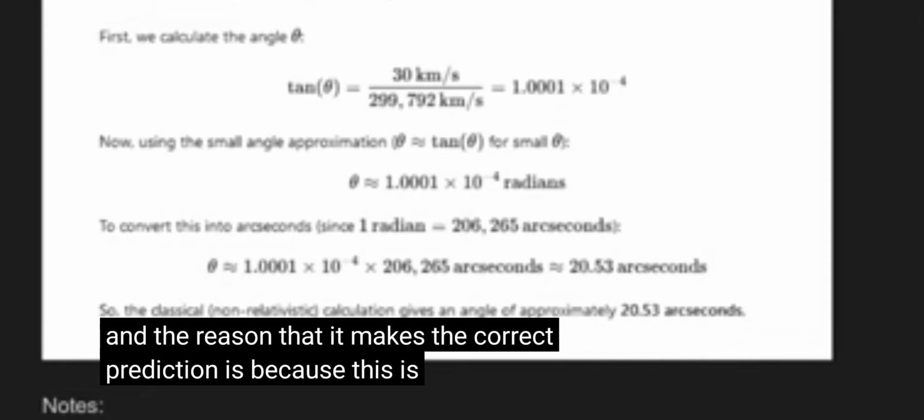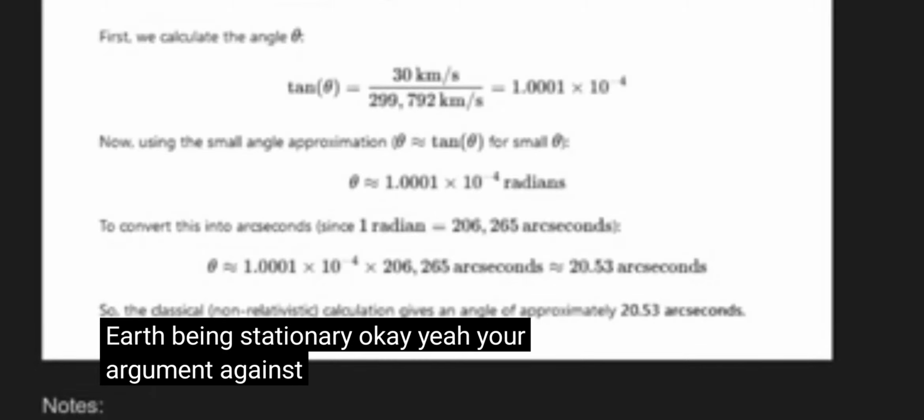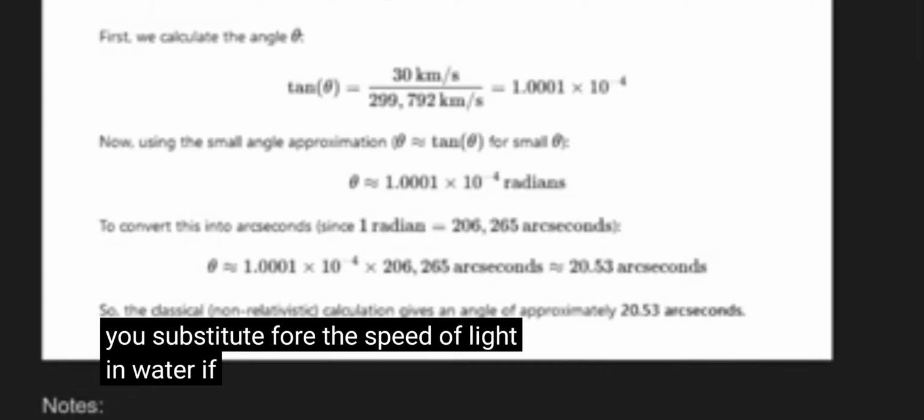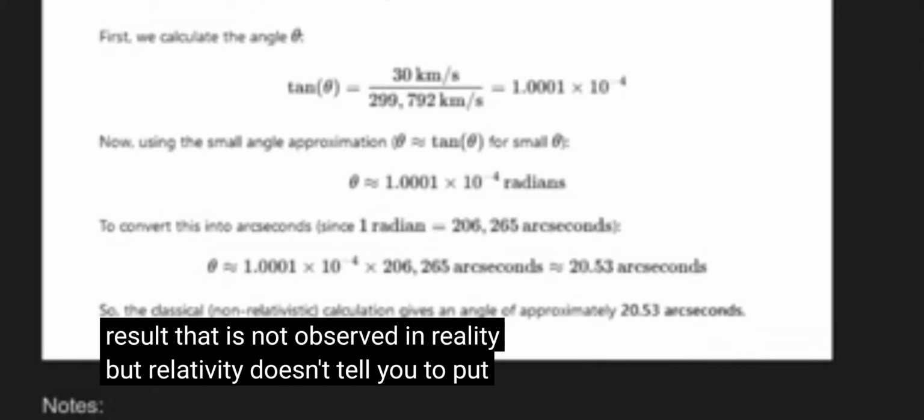The reason that it makes the correct prediction is because this is the evidence for the ether framework. You can measure velocities relative to the ether framework. The only thing that makes the correct prediction is the Earth being stationary. Okay. Your argument against relativity is that if you substitute for c the speed of light in water, if the water is in the telescope, then you are getting the wrong result. So you are getting a result that is not observed in reality. But relativity doesn't tell you to put the speed of light in water in this formula. In this formula, this should be c, regardless of what is in the telescope.